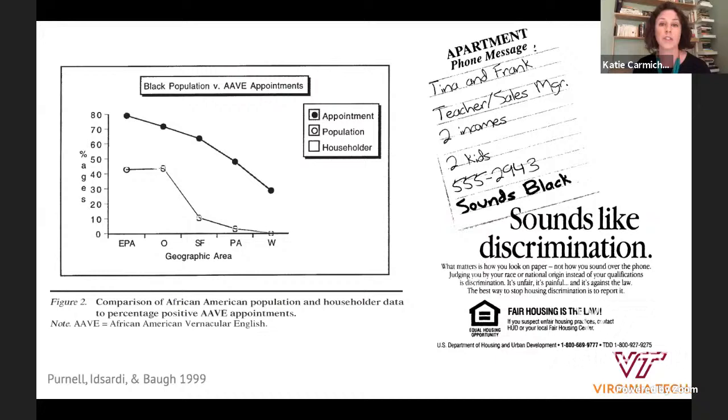You don't have control over this, and you may not even be consciously aware of it. It becomes a problem when people act on this in discriminatory ways. John Baugh and Associates examine the way that linguistic profiling can affect housing options.